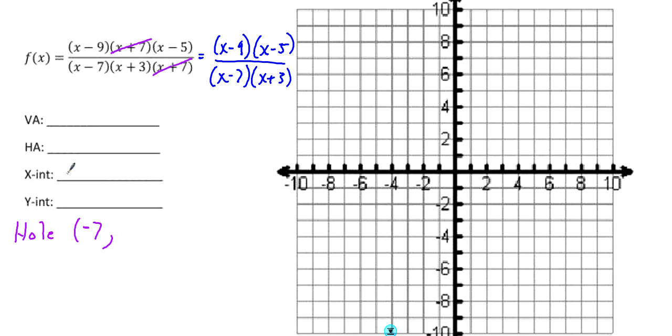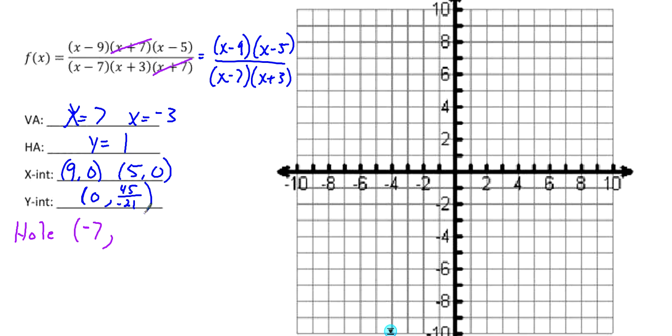So our x-intercepts are going to be at 9, 0 and 5, 0. Vertical asymptotes are at positive 7 and negative 3. The horizontal, since the powers are the same, y equals 1. Your y-intercept, plug in 0, which means negative 5 times negative 9 is positive 45 over negative 7 times positive 3, which is negative 21. So 45 over negative 21.